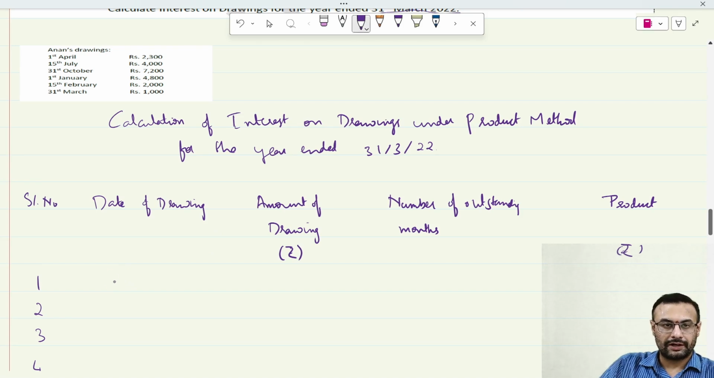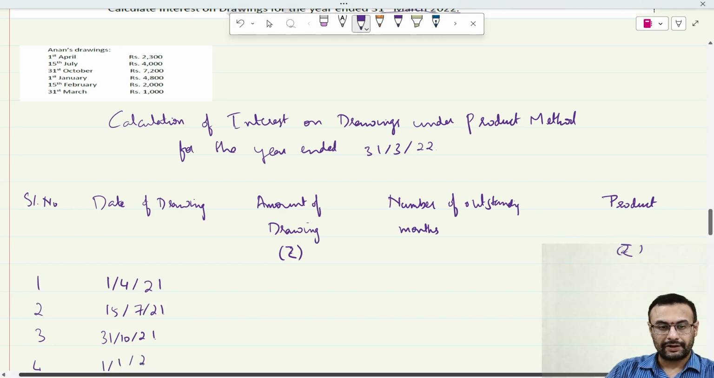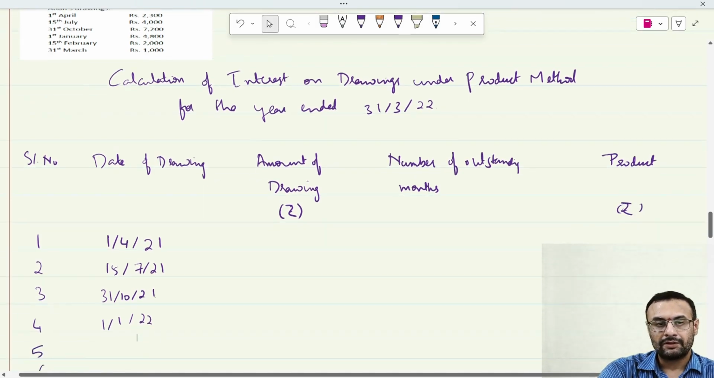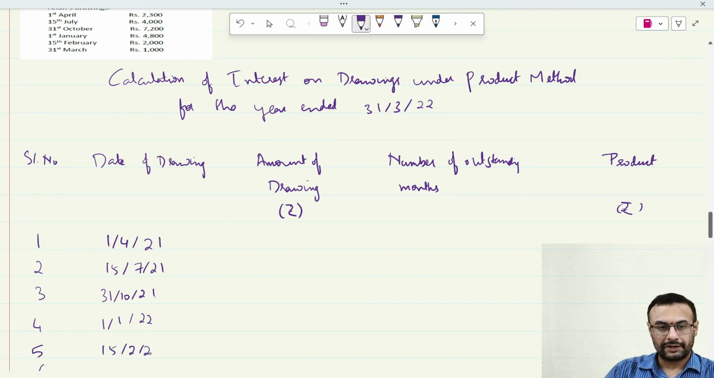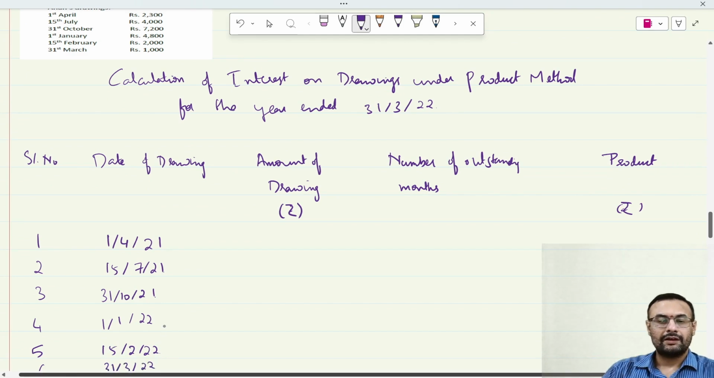So let us note down the dates of drawings. First one is 1st April. I'm talking about 21-22, right? So you should write 1st April 21. You should write the year, though they have not given it in the question. Second one is 15th July. July is the 7th month. 15, 7, 21. Then 31st October. October is the 10th month. 21. Then 1st January 22. Please be careful when you are writing this one. Whenever they give January, please be careful. The year will change. Then 15th of February 22, then 31st March 22. These are the dates of drawing.